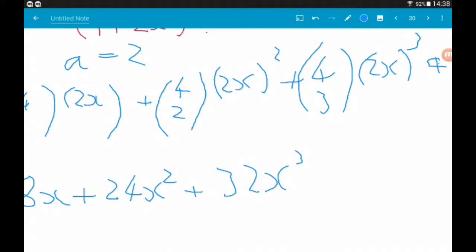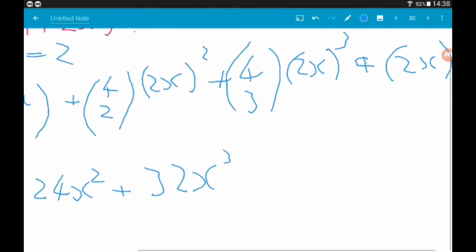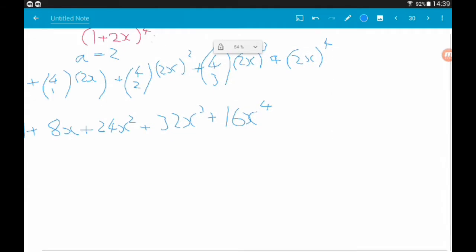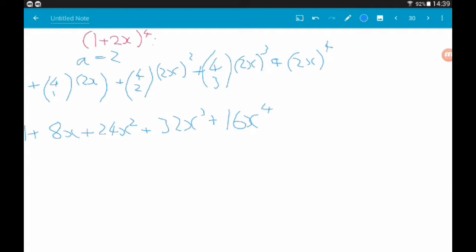and then our final term, 2x to the power of 4. Well, 2 to the power of 4 is 16, so we get plus 16x to the power 4. So there is our expansion of 1 plus 2x to the power of 4.